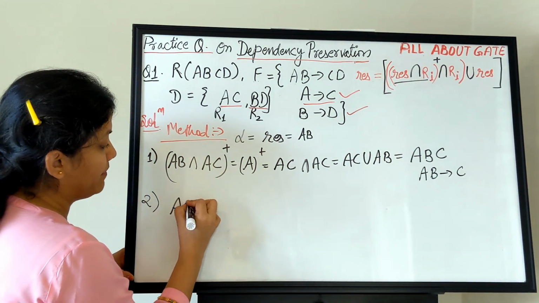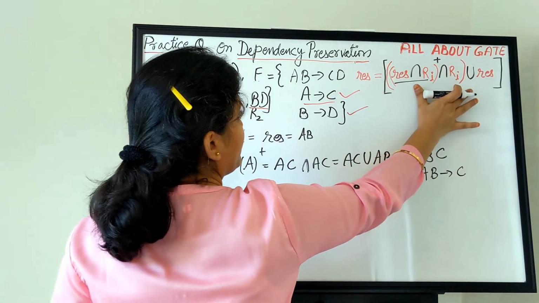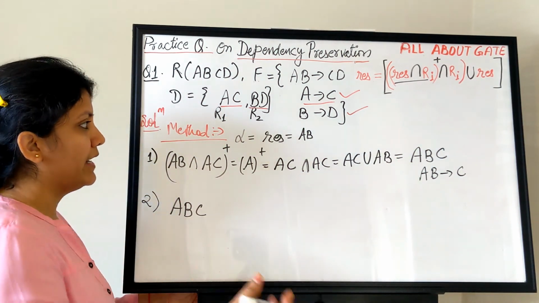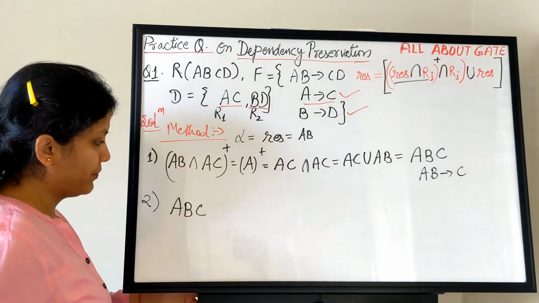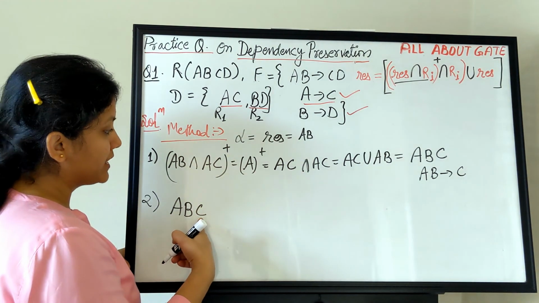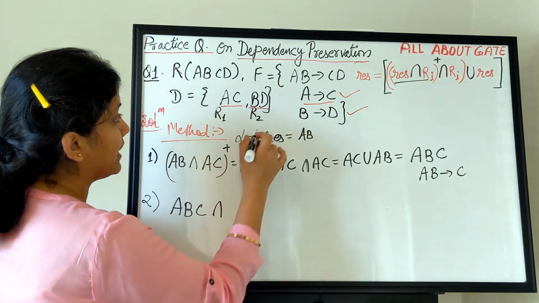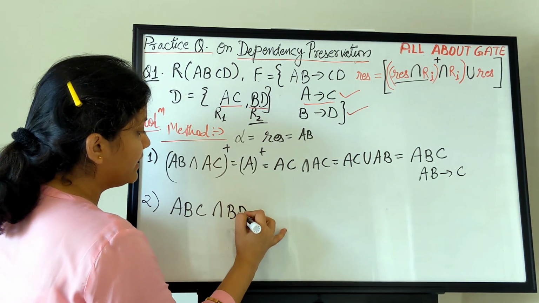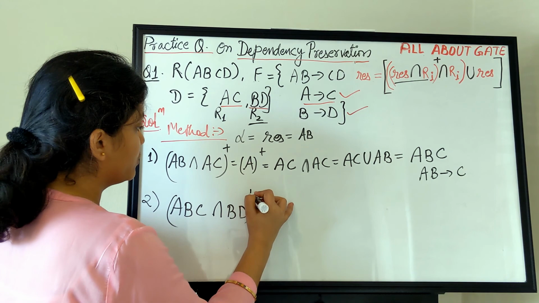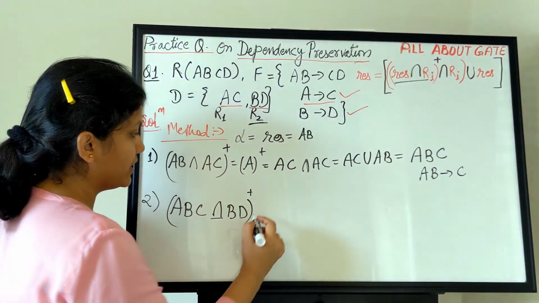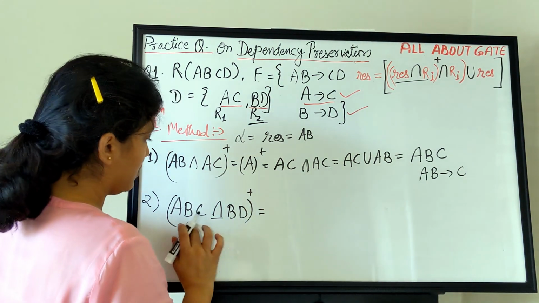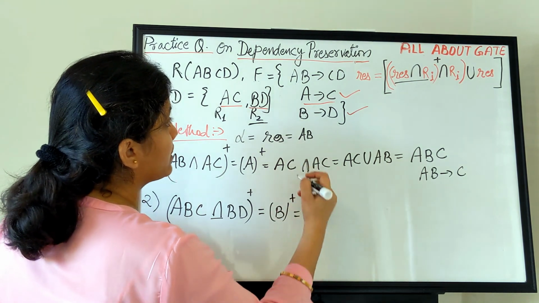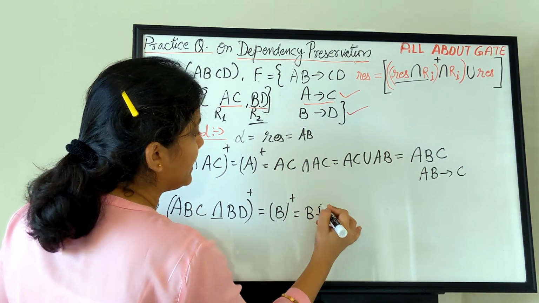Now my result has become ABC. This is a step you have to apply recursively, again and again, for all the sub-relations. Now again my result is ABC and I'm taking the next relation, that is R2, which is BD. Now what does it give you as common? Intersection, and take that closure. So what is the common attribute? It is B. Find out the B closure. What is B closure? It is BD, right?